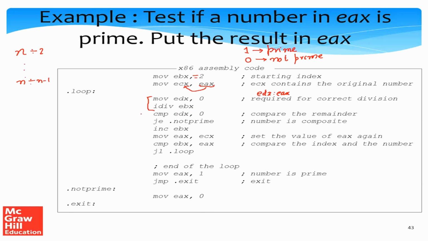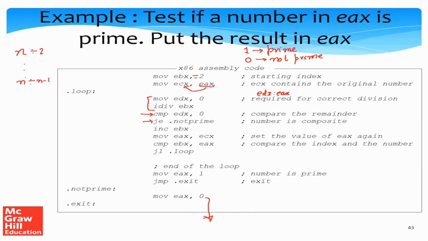Subsequently, we take a look at the remainder, which is stored in EDX. So we compare this with 0. If it is 0, which means JE, we jump to .not_prime. So not prime, the answer is very simple. We move 0 to EAX, which means the number is not prime, and we exit. Otherwise, we increment EBX. So from 2, this will become 3 and 4 and 5 and so on.